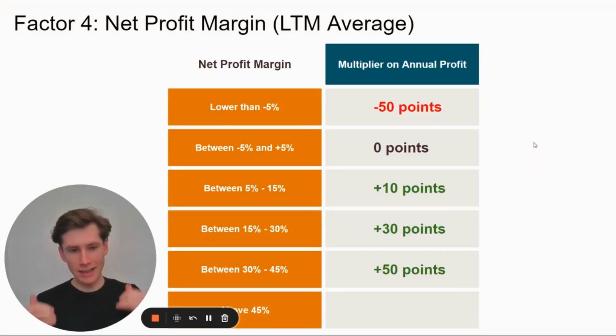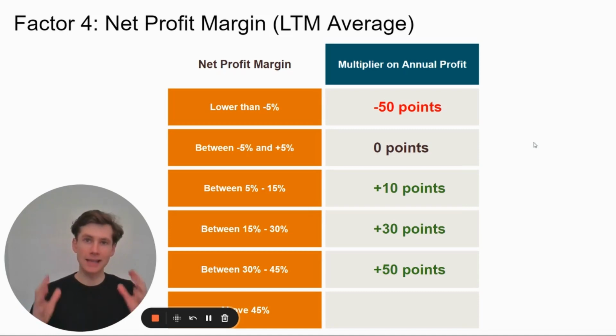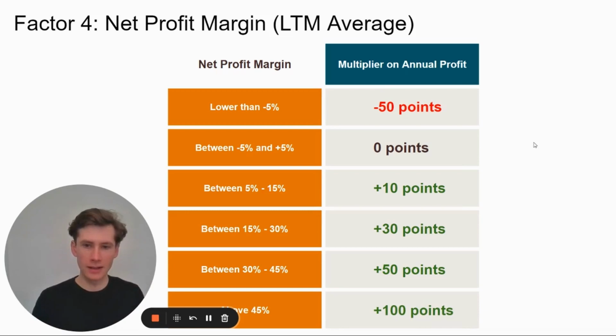But if you're actually consistently above 45% as a D2C e-commerce brand, then I think this deserves 100 points, which will definitely boost your overall valuation. Again, we'll get into how exactly it does that very soon. But for now, that's the split for factor number 4. Let's move on to factor number 5.